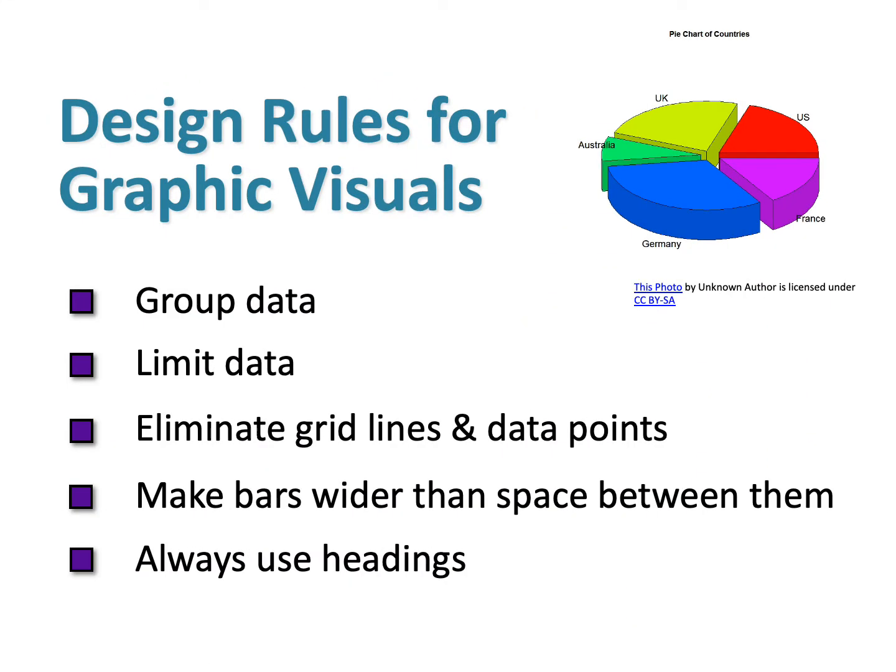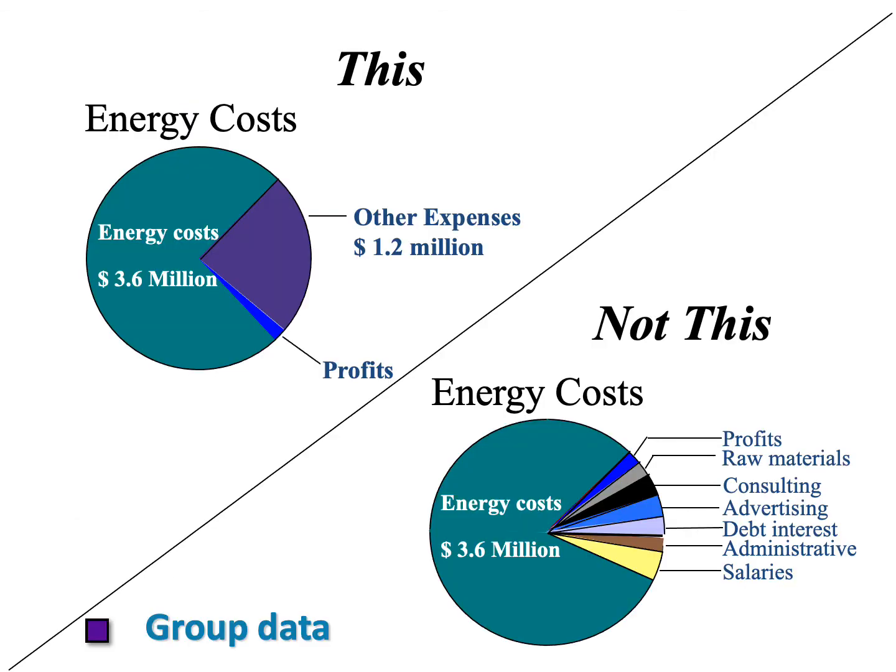If you're using graphs, we have some tips. Group your data, limit the amount of data on the graph, eliminate grid lines and data points, make bars wider than the space between them, and always use a heading for your graph. I'm going to briefly walk you through some different examples. There are different types of graphs depending on the type of information that you are presenting. Pie graphs are great for distribution. Line graphs are better for showing trends over time, for example. So let's take a quick look at these examples.